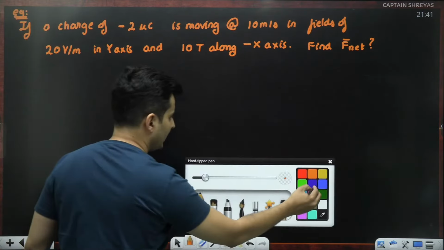And these charges were each having charge q and mass m when they were thrown from that gun. Very nice question. Think about it for a moment. Why will they converge?